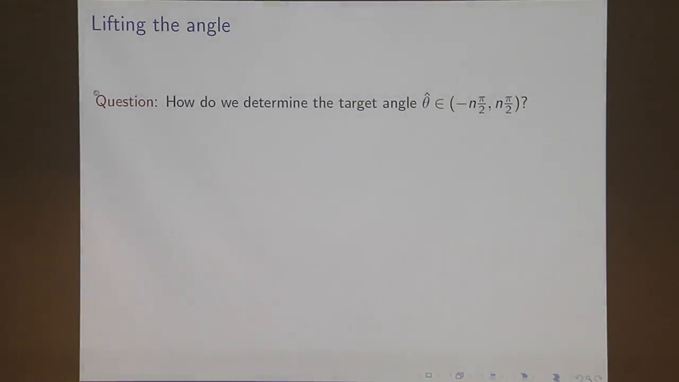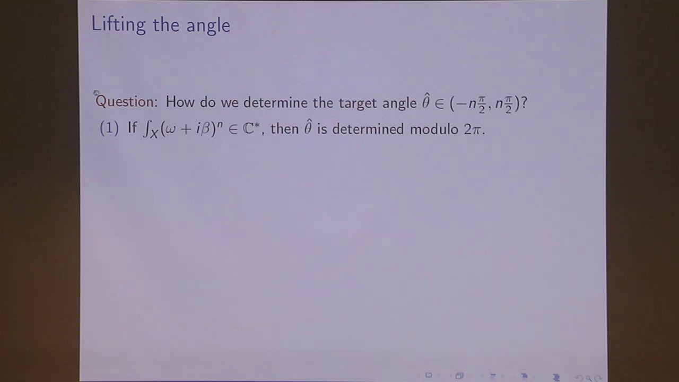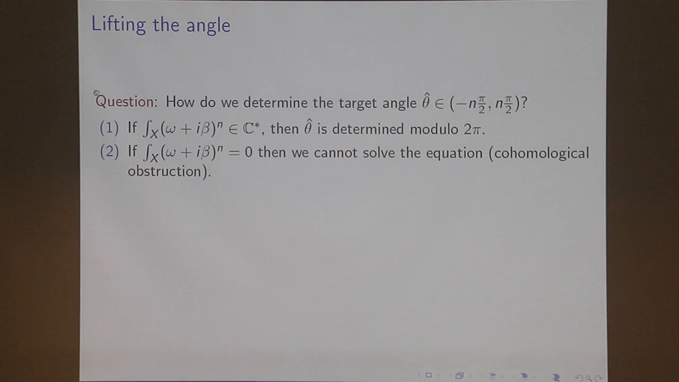Okay, so how do we determine this target angle? So I want to do a little bit of sort of mental gymnastics for a second, because I'm not going to tell you a good answer to this question until later in the talk, but here are four things you could keep in mind. So first of all, if this integral lands in C star, then we can determine the right-hand side of the equation actually at least modulo 2 pi. Right? We might not be able to determine it absolutely yet, but we can at least figure out what it is modulo 2 pi.